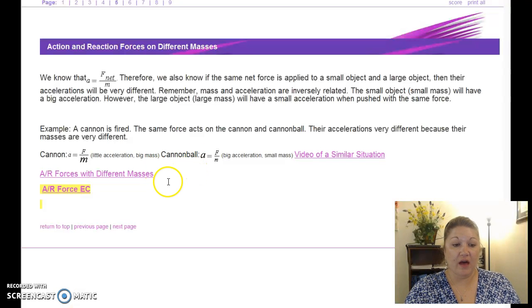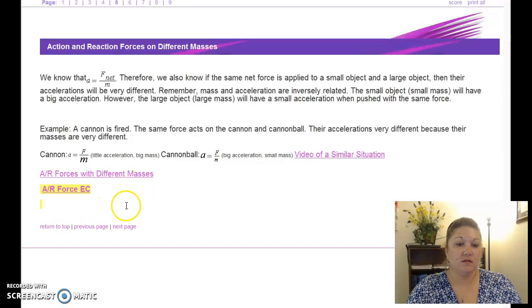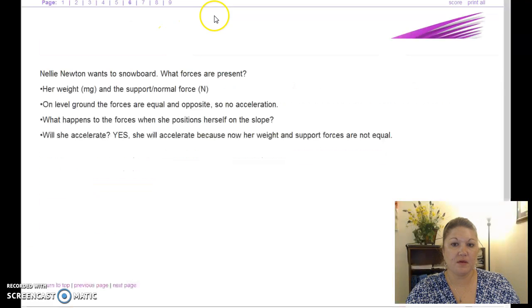So for example, we have a cannon fired. Now the same force acts on the cannon as on the cannonball that's inside the barrel. Their accelerations will be very different because their masses are very different. So the cannon, you got this big bulky cannon, so big mass will get you a little acceleration when using the same force. So little acceleration, big mass. Now the cannonball has a little mass, big acceleration. There's a video of a similar situation that you can watch there, and some extra credit work thrown in the mix.